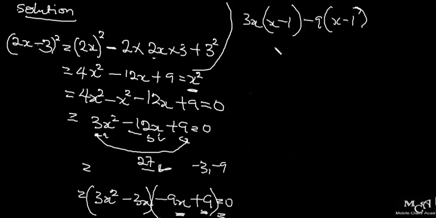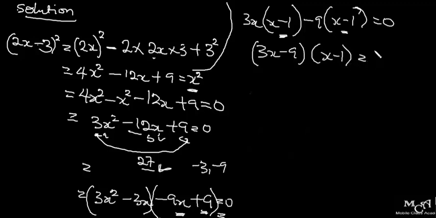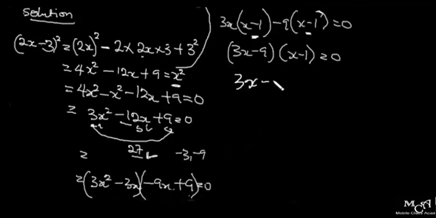Now let's come back to this side. We have 3x minus 9 outside. We have 3x minus 9. We put them in a bracket. Remember, this equals 0. Then we have two brackets with common values, so we pick one. We have x minus 1 equals 0. So from here, I can say 3x minus 9 equals 0, or x minus 1 equals 0.